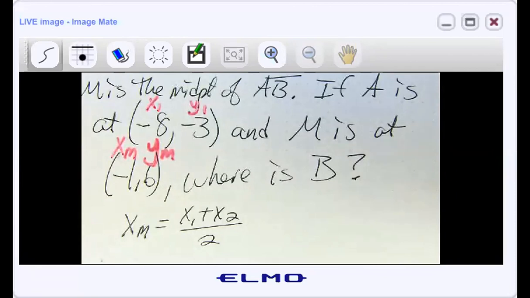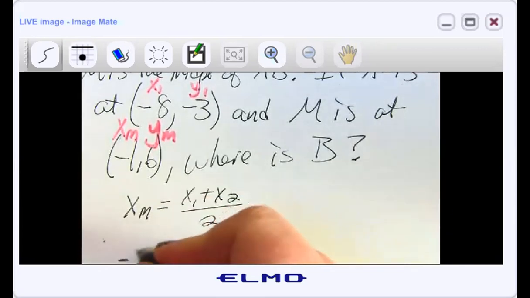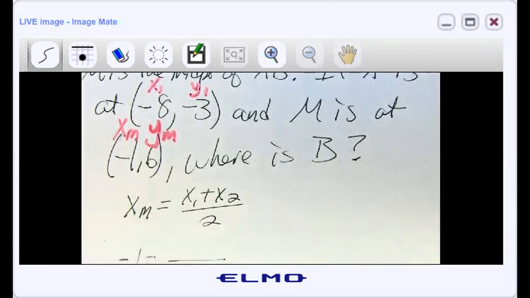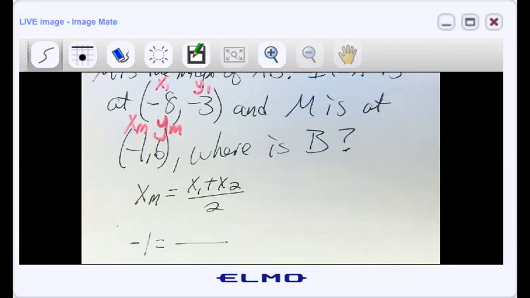Let's see. Evan, can you tell me what X of the midpoint is from this problem? What number is X of the midpoint? -4? Oh, are you looking at this number? Yeah, it's a -1. I could see how it looks like a -4, but it's just a -1. So -1 is going to go right there. And now I need X1 plus X2.